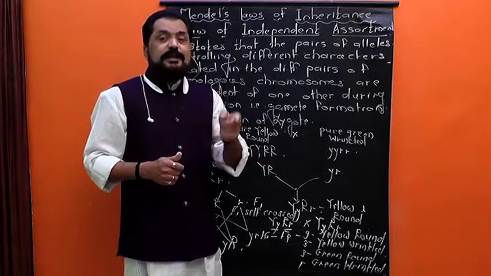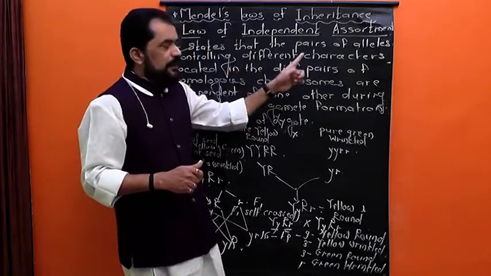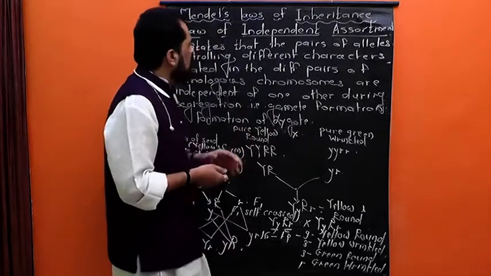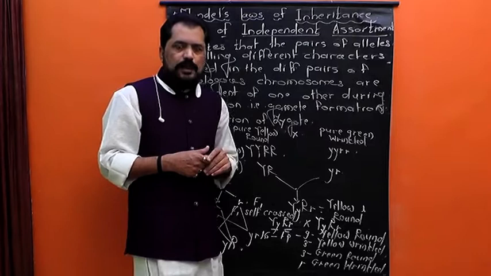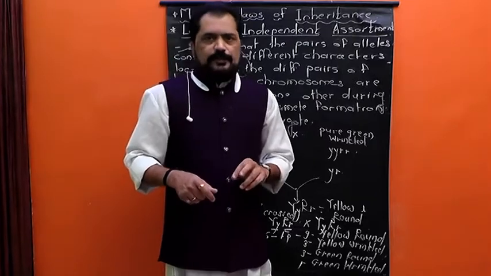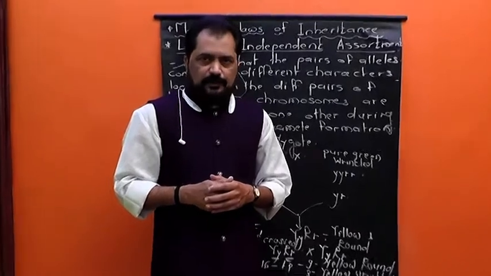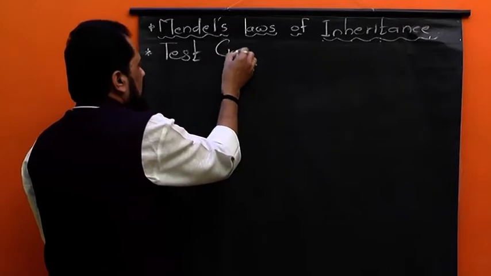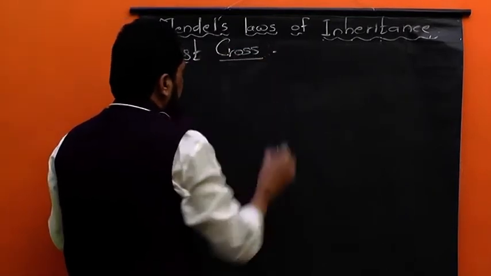They assort independently. So the name is law of independent assortment. So here we have studied the law of independent assortment. Now we have to study the second topic, that is test cross and back cross. So now let us talk about test cross and then we shall discuss the back cross.